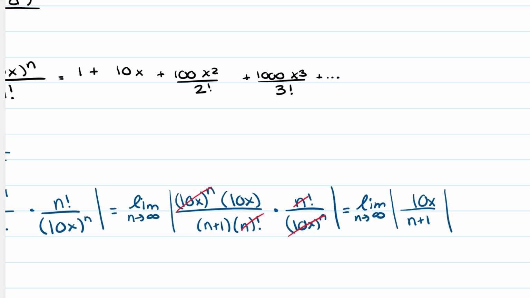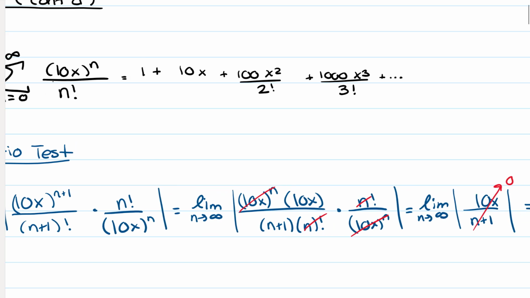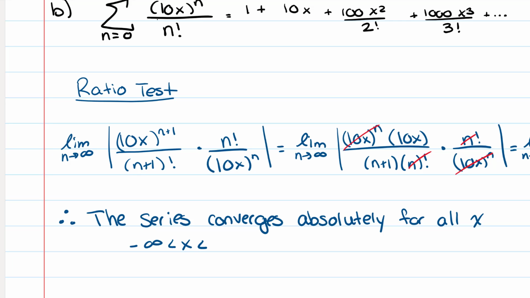Now x is not dependent on the limit. So when I take the limit, I just have an n plus 1 in the denominator, so that whole thing is going to go to 0. And 0 is always less than 1. So we have that the series converges absolutely for all x, since 0 was less than 1. If I wanted to write this as an interval, it'd be negative infinity is less than x, which is less than infinity. And if it asked for the radius, it would be none, because there is no radius, because it converges everywhere.